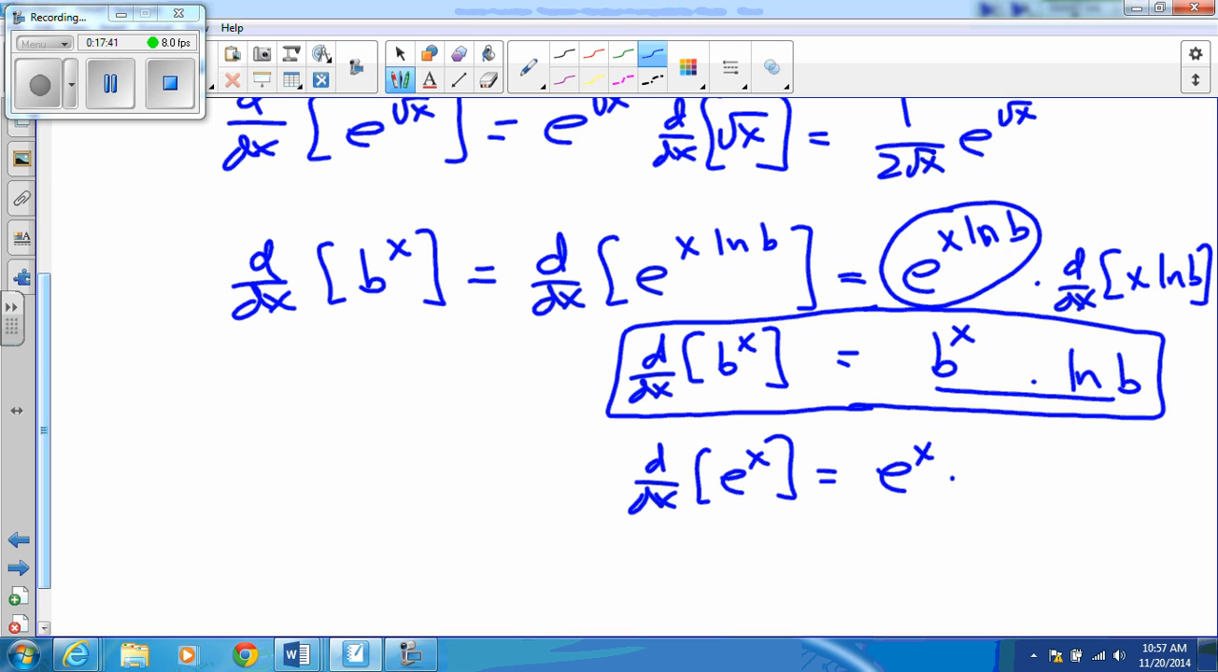Does that work out for e to the x also? We know already that the answer here should be e to the x. Using our form that we have here, we get e to the x times the natural log of e, and the natural log of e is 1. So all is well.